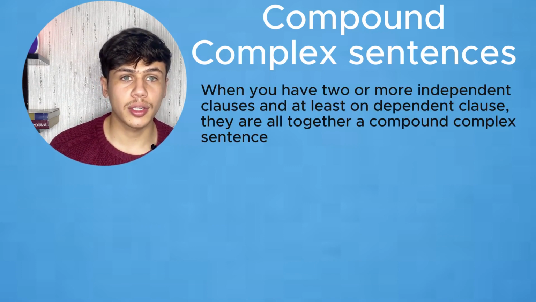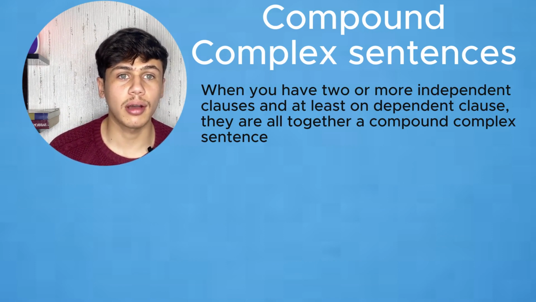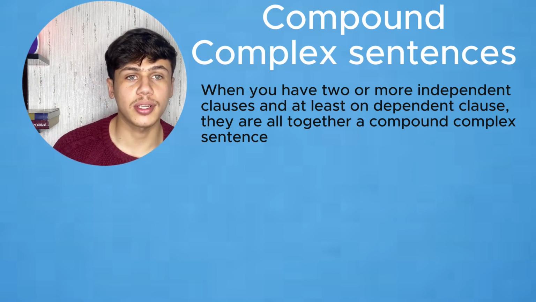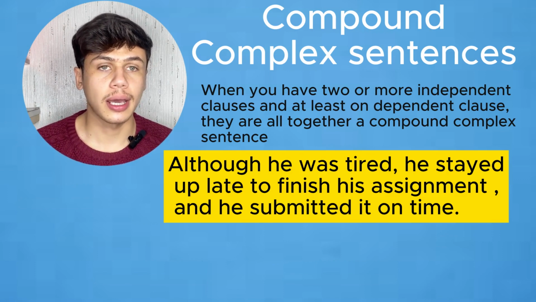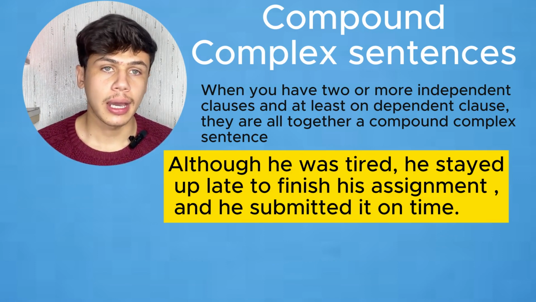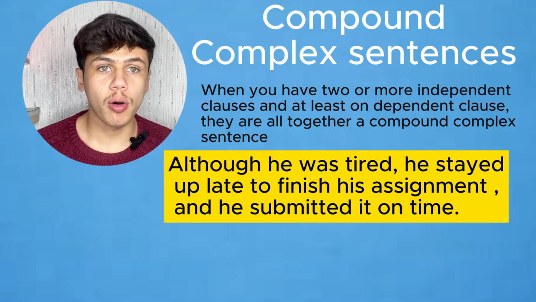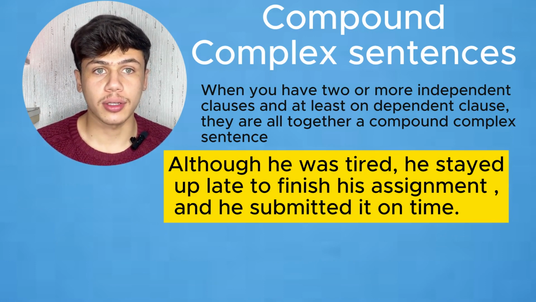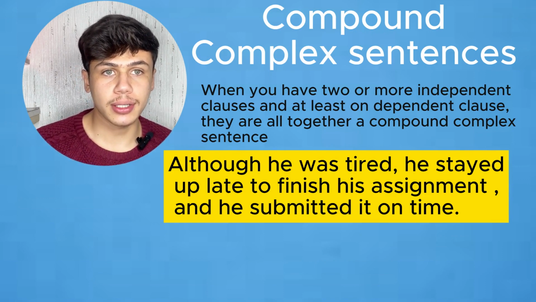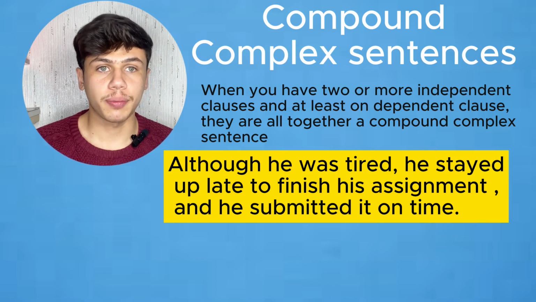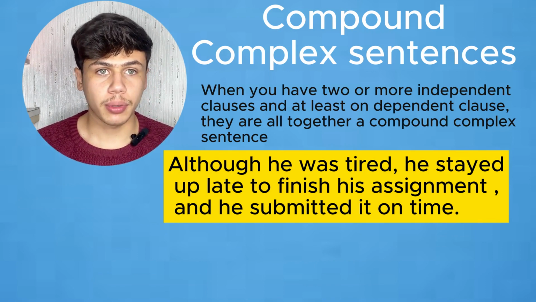When you have a combination of two independent clauses and at least one dependent clause, you have got a compound complex sentence. For example, although he was tired, he stayed up late to finish his assignment and he submitted it on time. And here we have got two independent clauses and one dependent clause. Although he was tired is the dependent clause. He stayed up late is an independent clause, and he submitted it on time is another independent clause. They are all joined together to make a compound complex sentence.